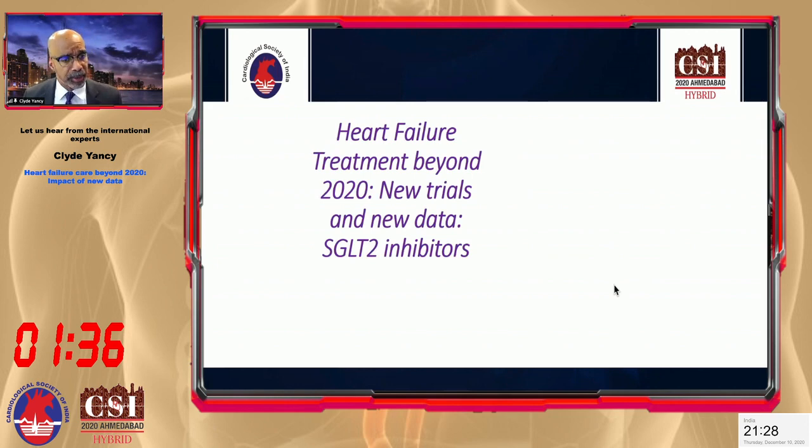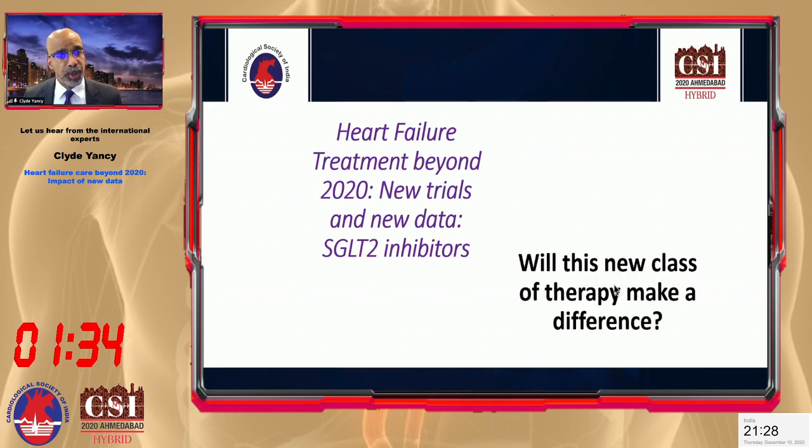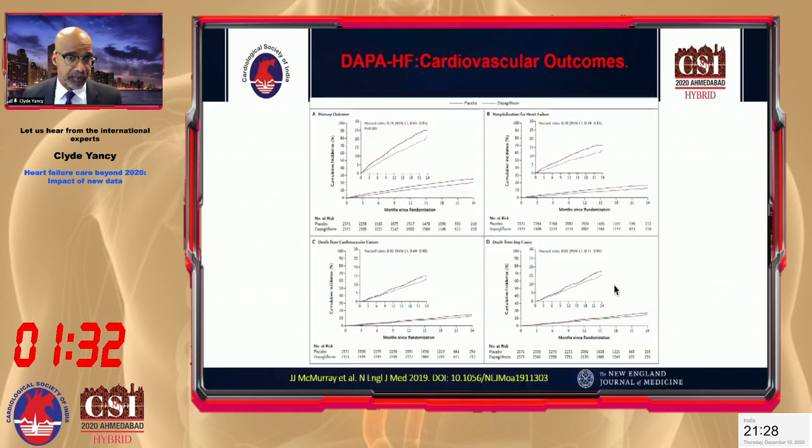But what about the SGLT2 inhibitors? Will this new drug class make a difference? And I think the answer is yes. These data are just a year old, but they're landmark data from DAPA-HF. You've heard from Dr. John McMurray in this Cardiology Society of India meeting, but I'll just highlight that across the board, the primary outcome and all the composites of the primary outcome, including total mortality, were uniquely and remarkably positive.